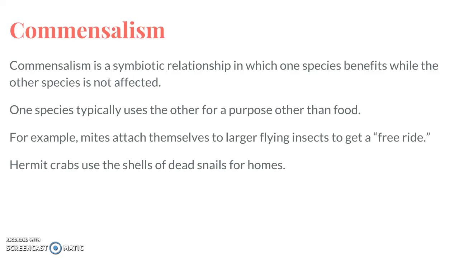Commensalism. Commensalism is a symbiotic relationship in which one species benefits while the other species is not affected. One species typically uses the other for a purpose other than food. For example, mites attach themselves to larger flying insects to get a free ride. Hermit crabs will use the shells of dead snails for homes.